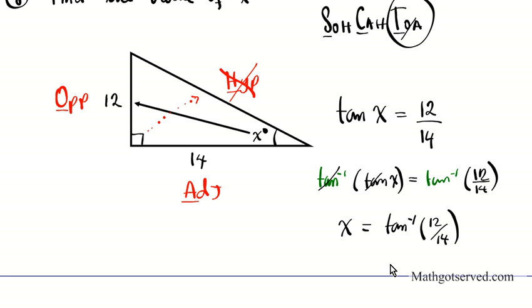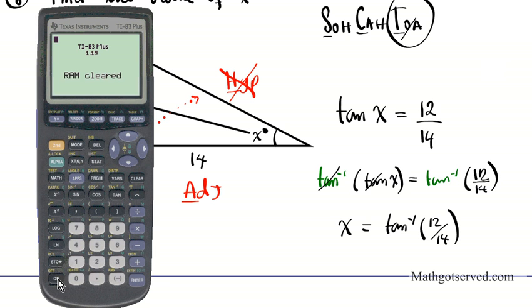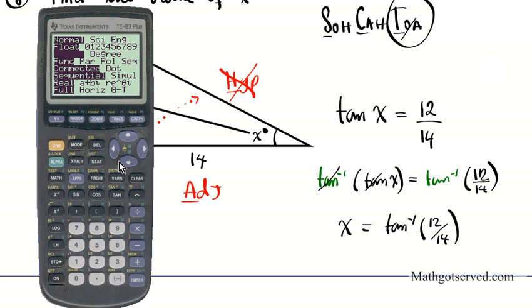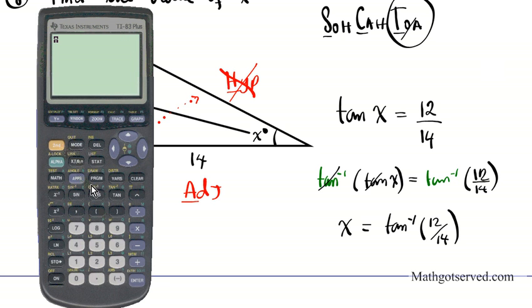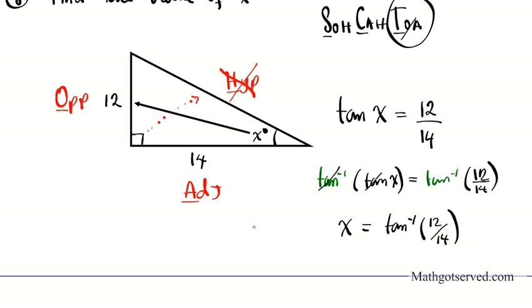So let's put this in a calculator and see what we get as our result. Remember, we're working with degrees here, so we have to make sure that our calculator is set into the right angular measure mode. You just press mode and make sure degrees is highlighted. And we'll do the computation. So the inverse tan of 12 divided by 14, or 6 over 7, is 40.6. So x is basically 40.6 degrees. Okay, so there you have it.